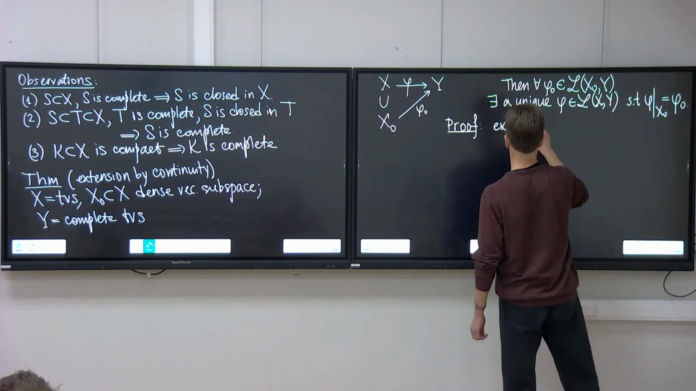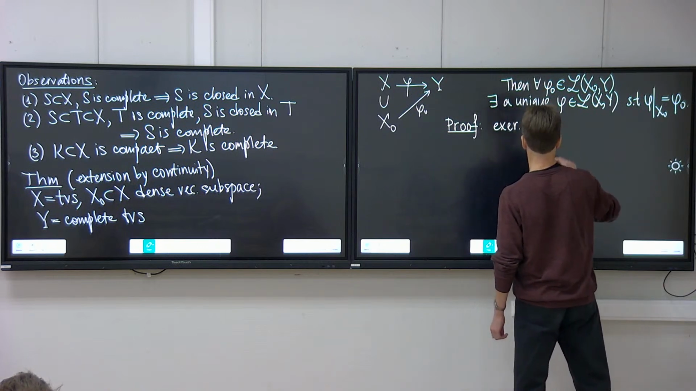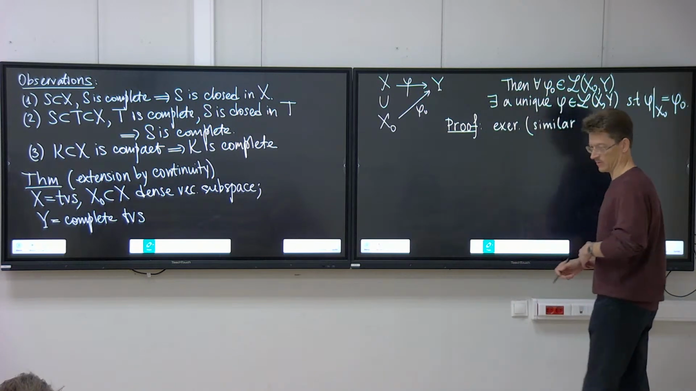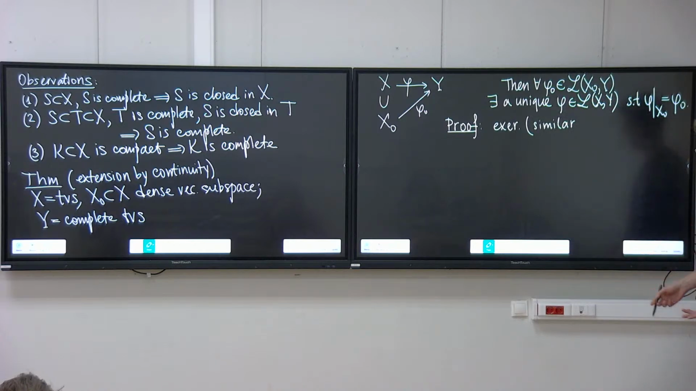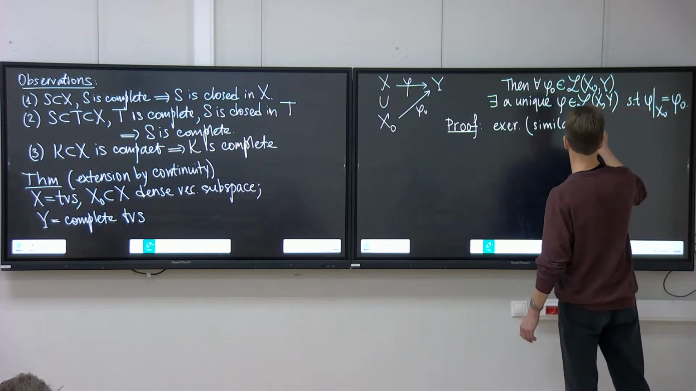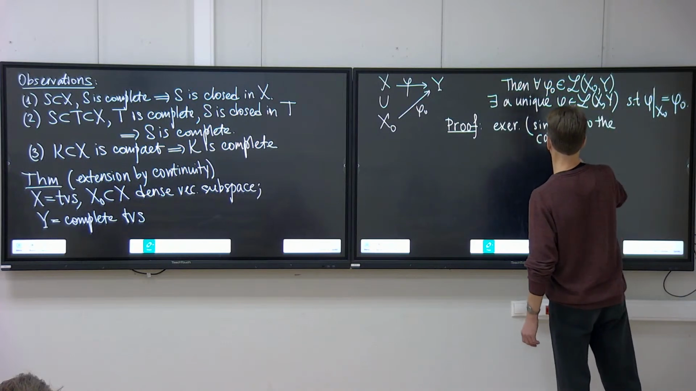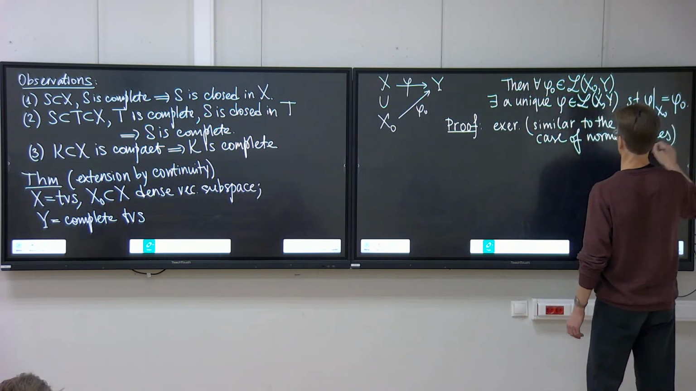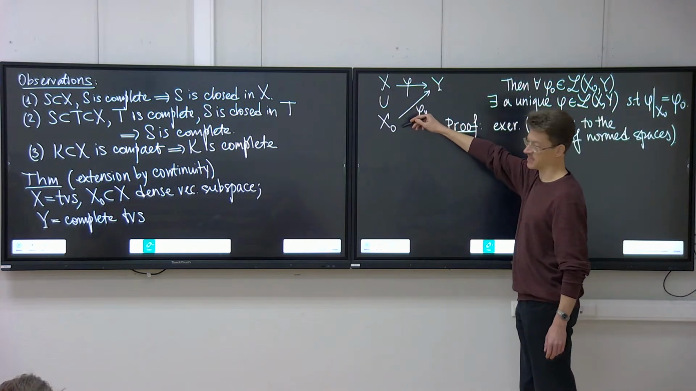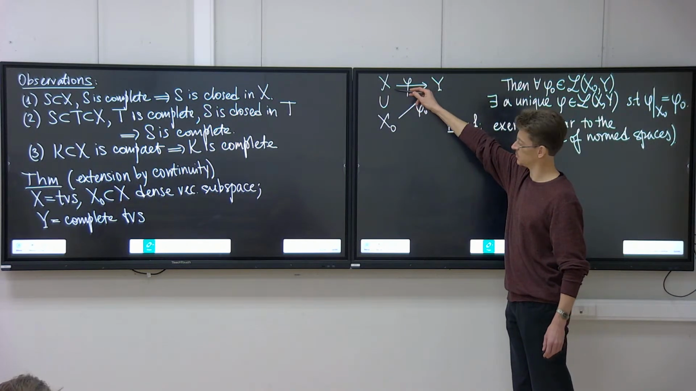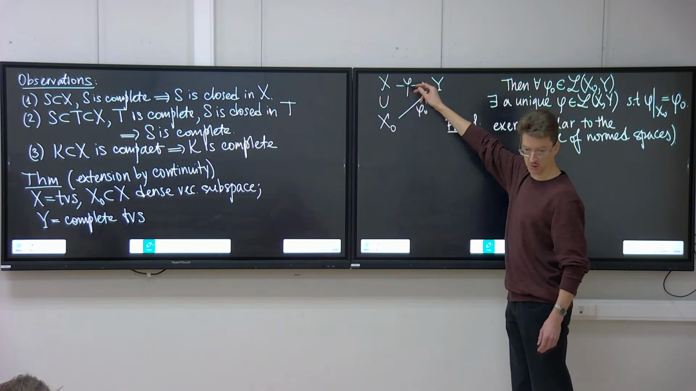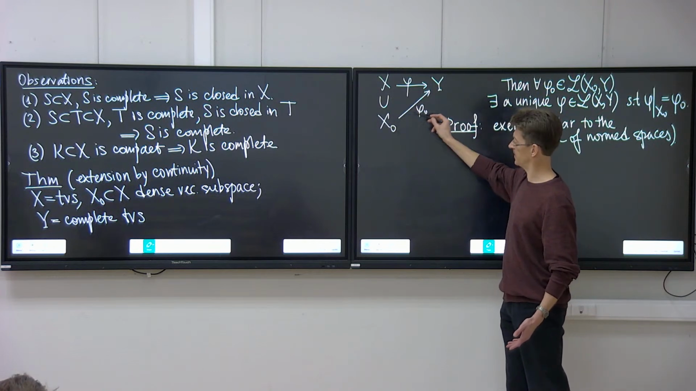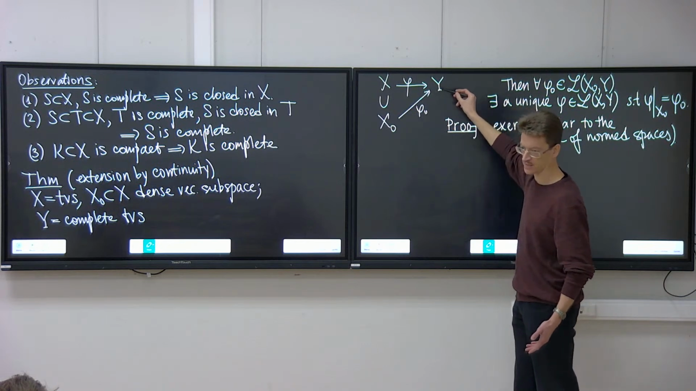So this is an exercise for you. The proof is similar to the case of normed spaces. The difference is that we take the standard proof for normed spaces and replace sequences by nets. We take a point in X, we choose a net in X0 which converges to this point. This will be a Cauchy net because it converges, but it is a Cauchy net in X0, so phi 0 takes this Cauchy net to a Cauchy net in Y.